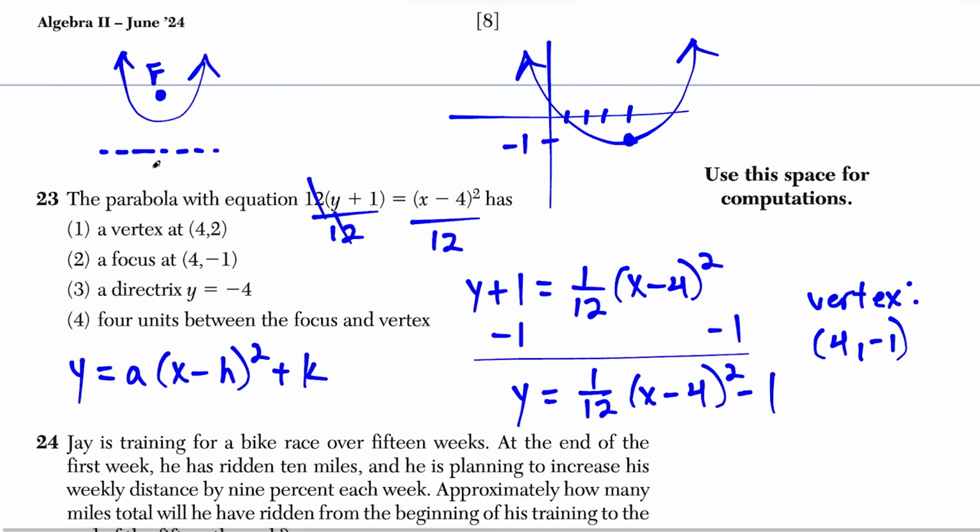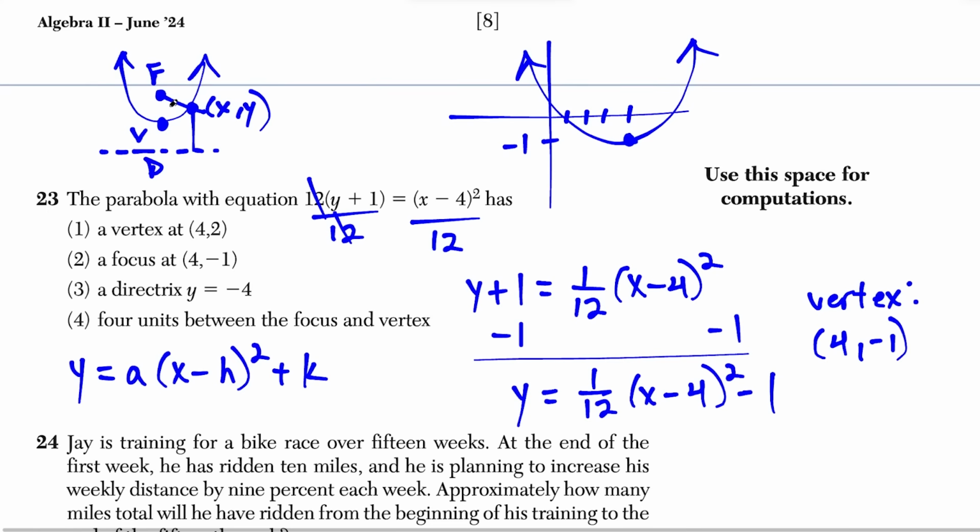And the concept of what a parabola is, is that a parabola is the set of all points that are equidistant from the focus and the directrix. So no matter where I am on the parabola, the distance from the parabola to the focus has to be equal to the distance to the directrix.